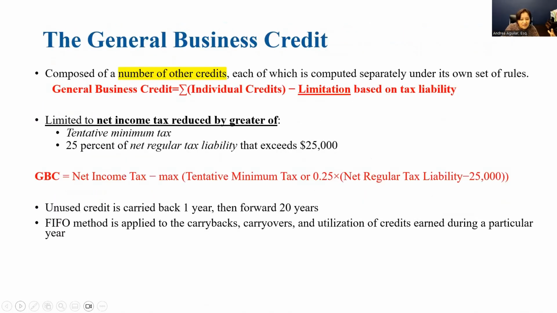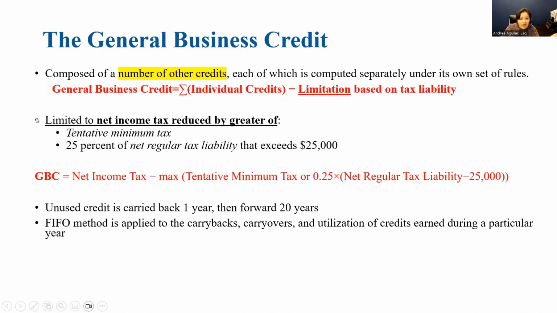So this taxpayer has this huge amount of general business credit that now they cannot claim in one single tax year because we have certain limitations. That is it. That is what we are reviewing here. So this taxpayer cannot claim the full amount of the general business credit. So what's going to happen?